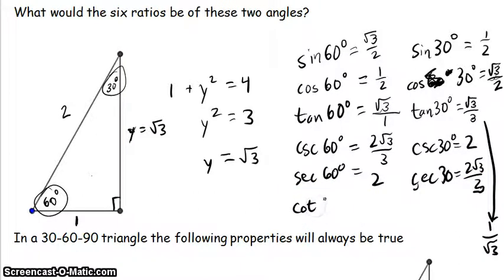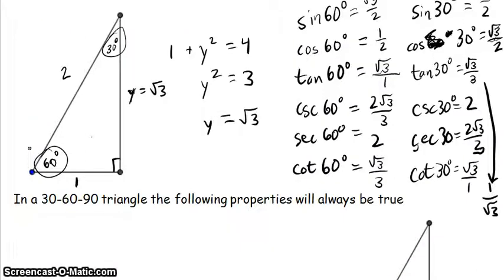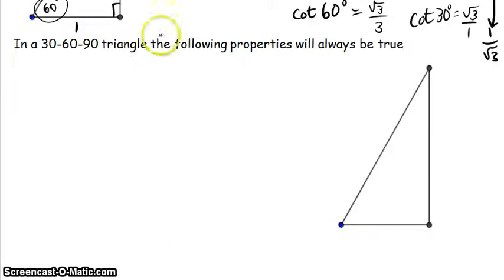Cotangent of 60 degrees, that's adjacent over opposite. So that's 1 over the square root of 3, which is the square root of 3 over 3. The cotangent of 30 is just the square root of 3 over 1. So those are your 6 ratios for each 60 degrees and 30 degrees. And this is always true for a 30, 60, 90 triangle, these are degrees.